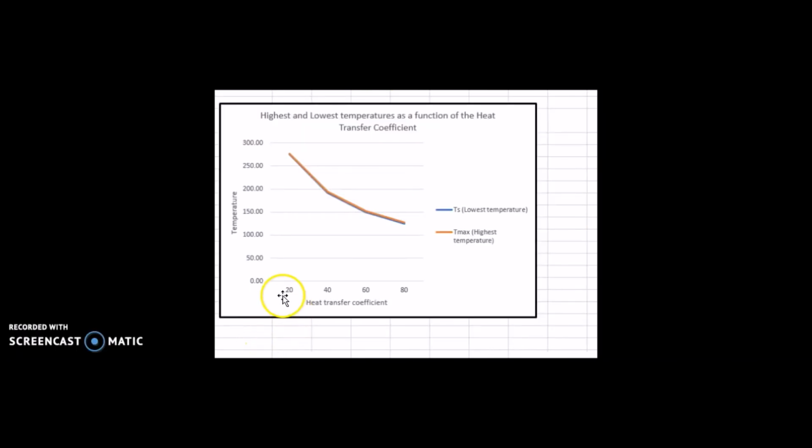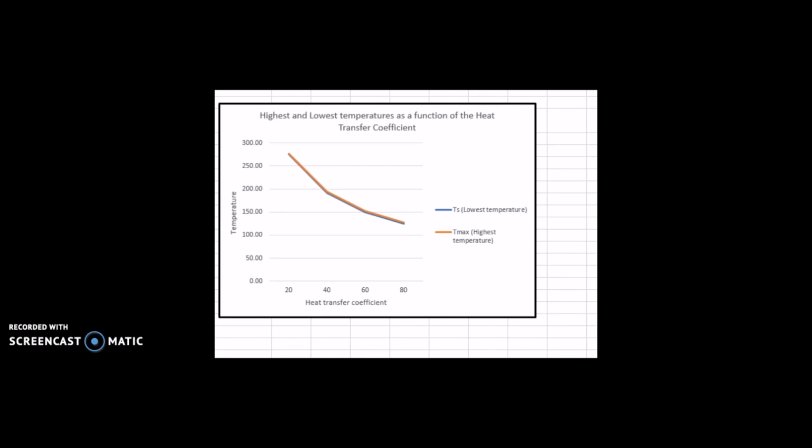So as you can see, as the heat transfer coefficient increases, the lowest temperature as well as the highest temperature decrease as well. This is because when the heat transfer coefficient is higher, it means it has higher potential to transfer heat. So when you consider it has higher potential to transfer heat, the efficiency of heat transfer is higher.